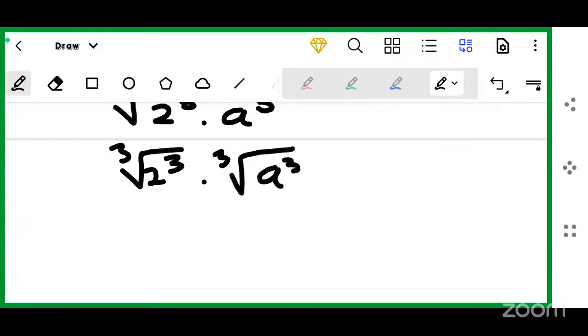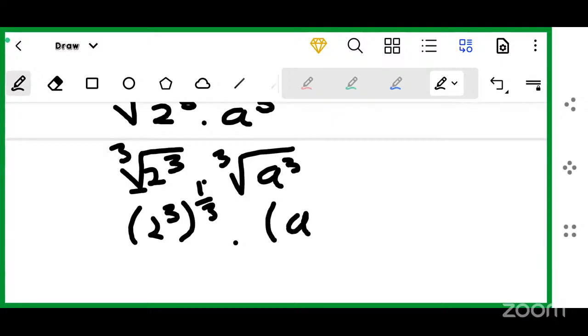Do you think you can pick up from here? Or you want me to finish? So let me just finish. So this one is the same as us saying 2 to the power of 3, 1 over 3. And then we're still multiplying a in the bracket to the power of 3, close 1 over 3.